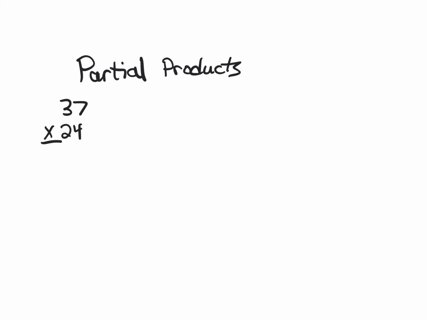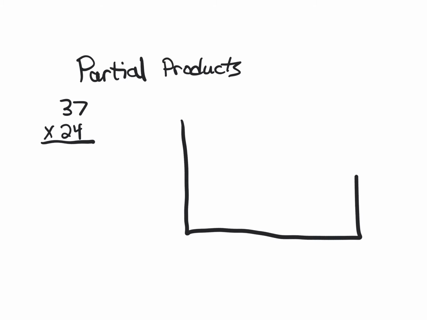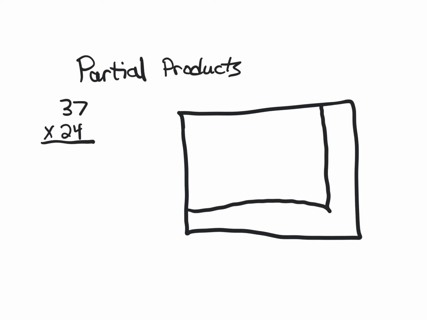So first, we're going to use partial products. Everyone should be taking notes in their notebook right now. And we want to use an area model to find the partial products for 37 times 24. So I need everybody to draw a rectangle right now. And then inside your rectangle, we are going to draw another rectangle. And just like this. So make yours look like mine.